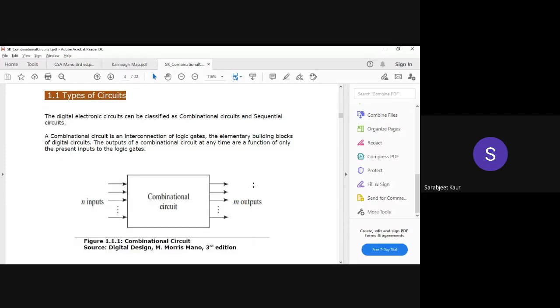Okay, so let us revise. What is a combinational circuit? So on your screen, you can see that there is a block diagram of a combinational circuit showing n inputs and m outputs. And what is inside this black box? It is a set of interconnected logic gates such as AND, OR, NOT, XOR, XNOR, NAND, NOR, etc. We've already seen these logic gates in detail earlier.